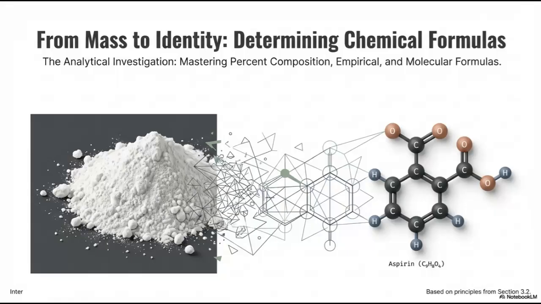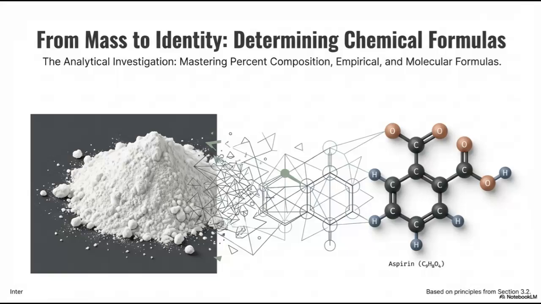When we go to a lab, when we go into nature, we find different types of matter. We don't know what it is. So empirical formulas and molecular formulas help us determine the structure or the composition of that type of matter.